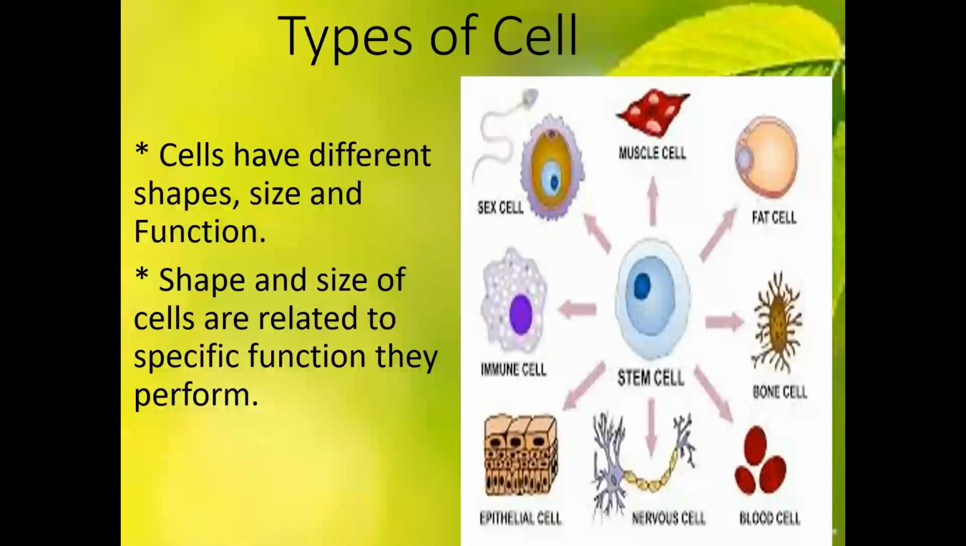The shape and size of the cells are directly related to the function they perform. I'll tell you an example for it. That's the nerve cell. You can look at the nerve cell over there. Nerve cell has a star-shaped body, right? And a long tube which ends with branches again.